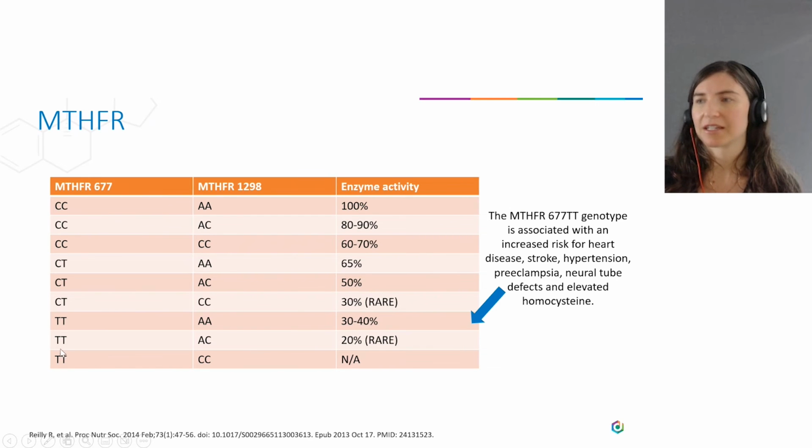This is interesting. So the MTHFR 677TT genotype is associated with an increased risk for heart disease, stroke, hypertension, preeclampsia, neural tube defects, and elevated homocysteine. So methylation, it really does matter. If you're methylating well, it can affect your overall health.